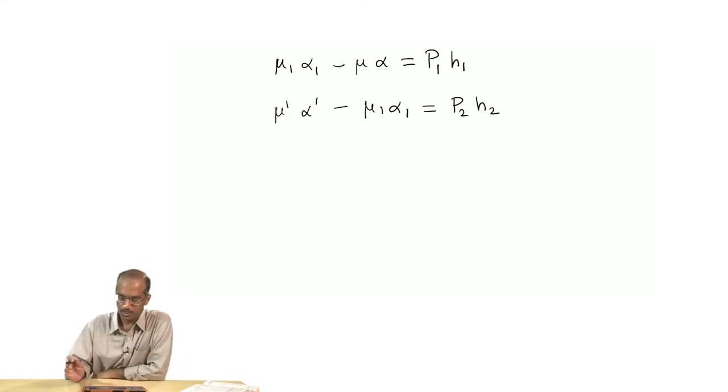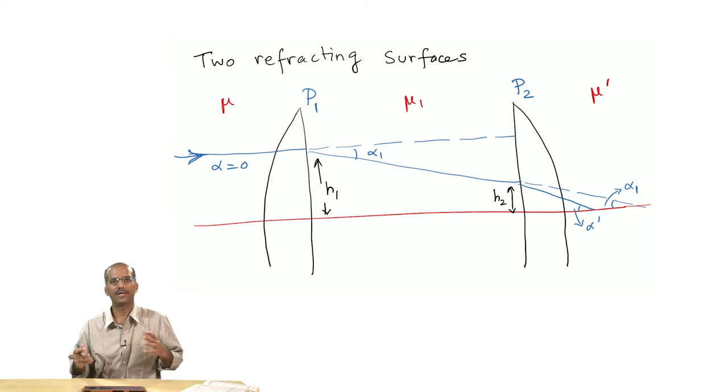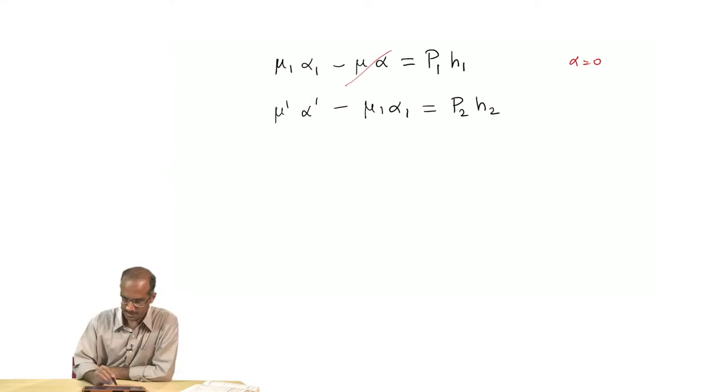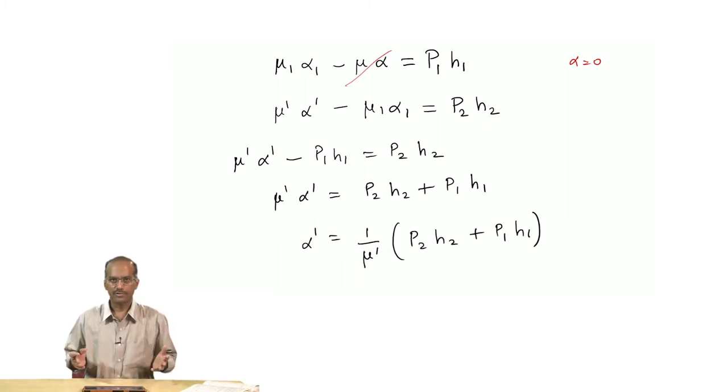An obvious thing to do is to first set alpha equal to 0, because as you can see, we are working with a light ray coming from in principle infinite distance, which means that P1H1 is equal to mu 1 alpha 1. So, I can substitute here, and from here I can write an expression for alpha prime. Now, to get the power of this combined system, all I need to do is simply do a small manipulation.